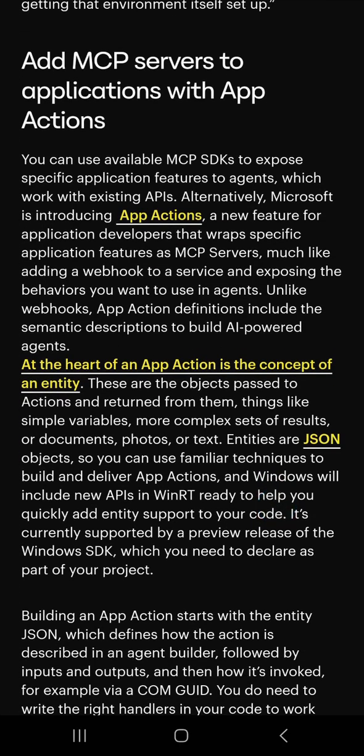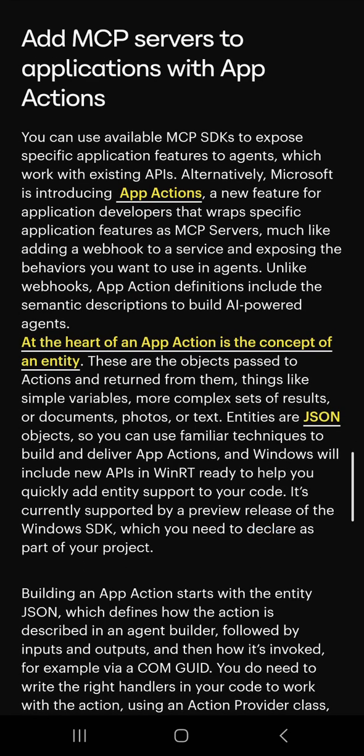At the heart of an app action is the concept of an entity. These are the objects passed to actions or returned from them. Things like simple variables, more complex sets of results, or documents, photos, or text. Under the JSON object, you can use familiar techniques to build and deliver app actions, and Windows will include new APIs in WinRT ready to help you quickly add support to your code. It's currently supported by a preview release of the Windows SDK, which you need to declare as part of your project.